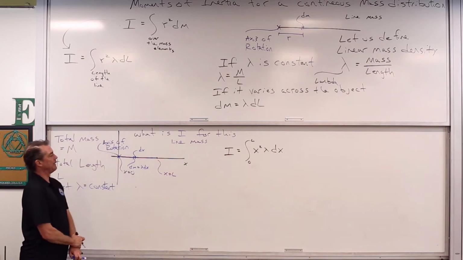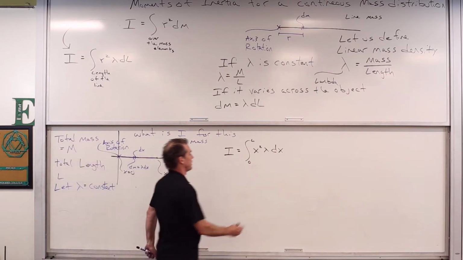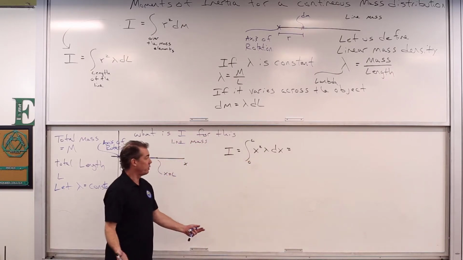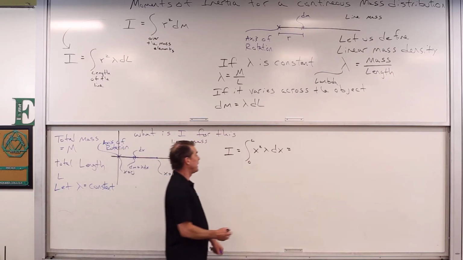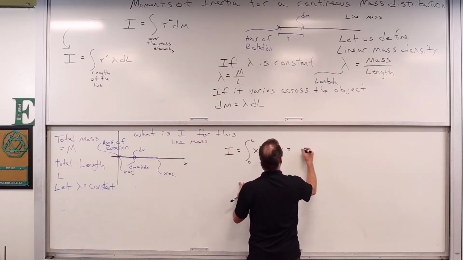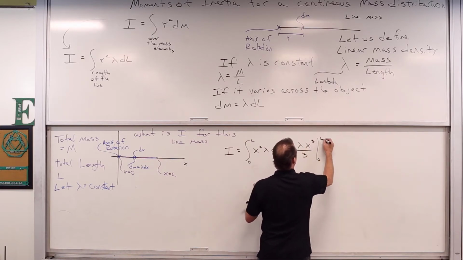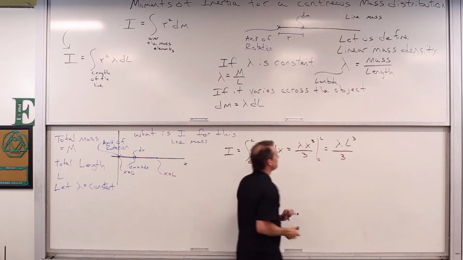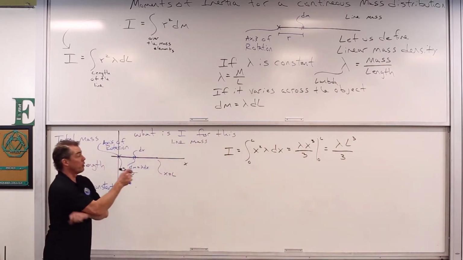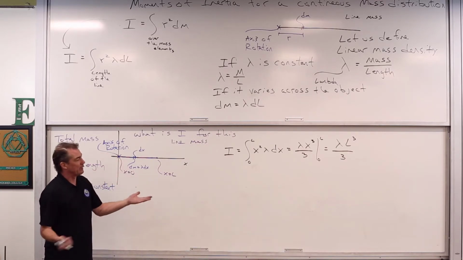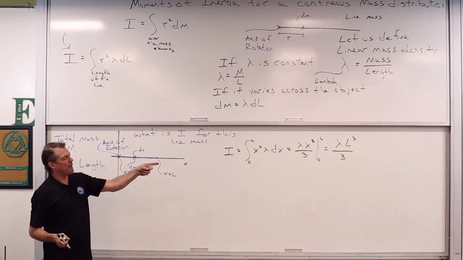So what do we get out of this? Well, let's just go ahead and integrate this, right? So lambda is a constant, so we just got the integral of x squared. That's x cubed over 3, so we got lambda x cubed over 3 evaluated from 0 to L. So we've got lambda x cubed divided by 3 evaluated from 0 to L is equal to lambda L cubed divided by 3. All right, so there's the moment of inertia relative to the end of the object. Depends on the length of the object, yeah. And it depends on what lambda is too.